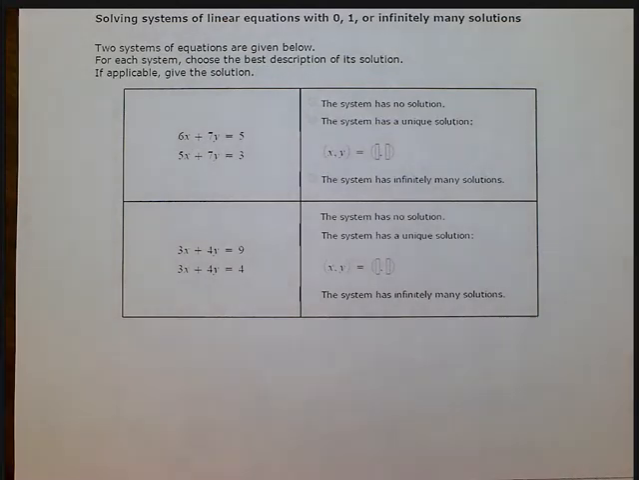Solving systems of linear equations with zero, one, or infinitely many solutions. Two systems of equations are given below. For each system, choose the best description of its solution. If applicable, give the solution.